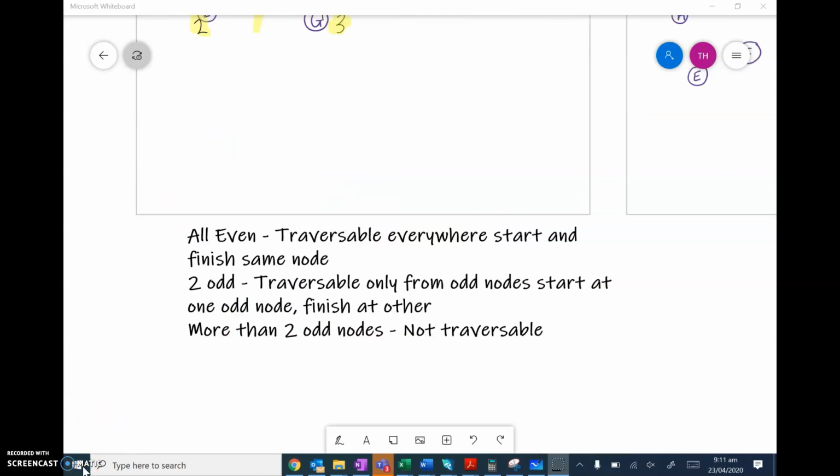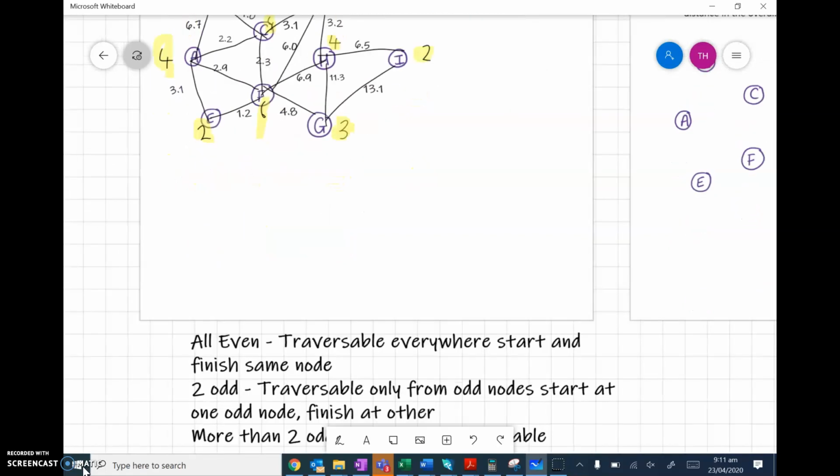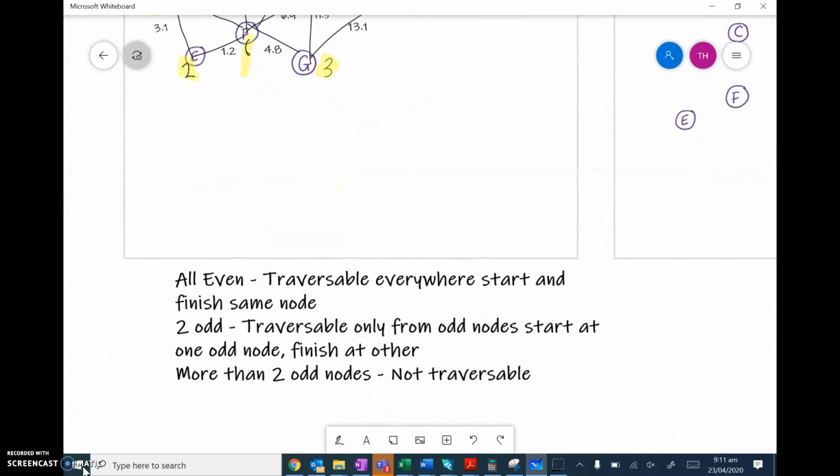So these are the important notes for traversability. If they're all even, it is traversable everywhere. You start and finish at the same node. So in this situation, that would mean the organizer could make the video from any point and she would end up where she started by going along all paths exactly once with no repeats.